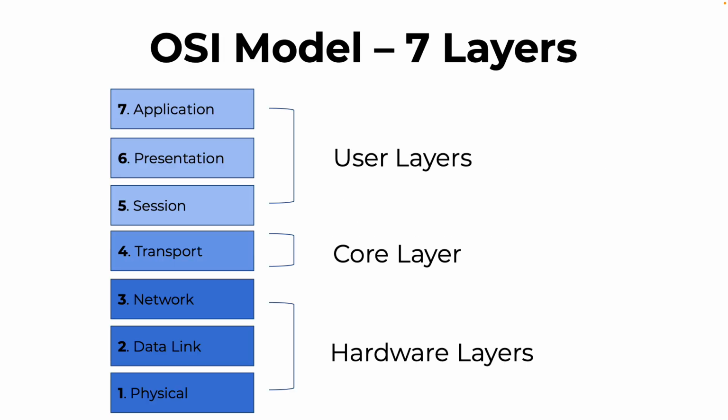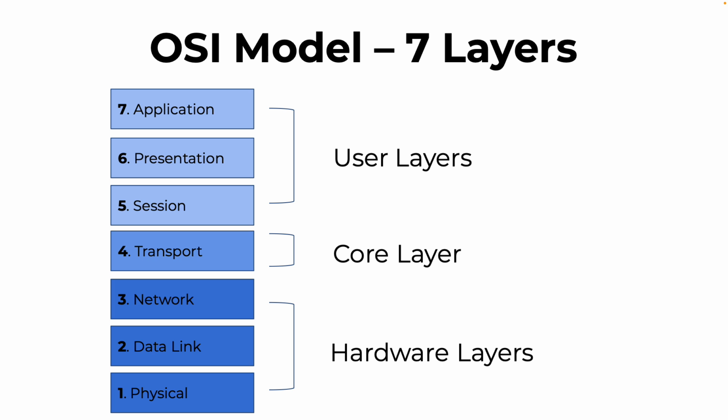So this is a model where it has seven layers. The first three layers are structured as user layers. Fourth is the transport layer, and then the last three layers are hardware layers, because those are actually happening at the kernel level. So that's the reason they are treated as hardware layers.